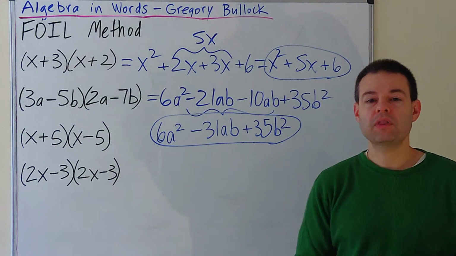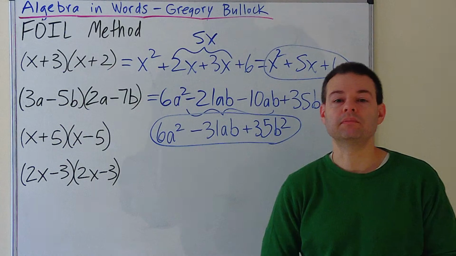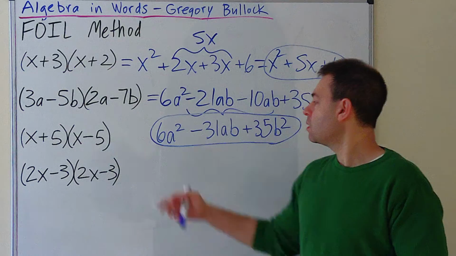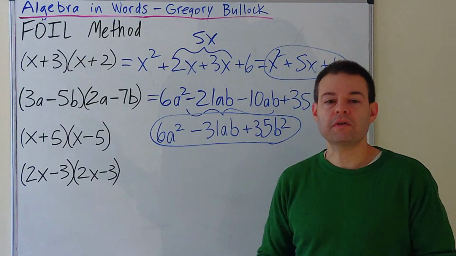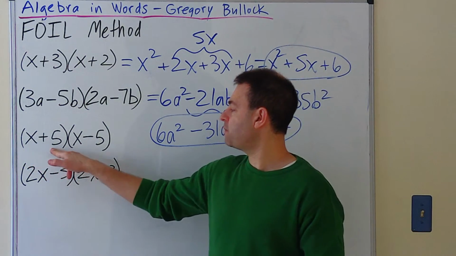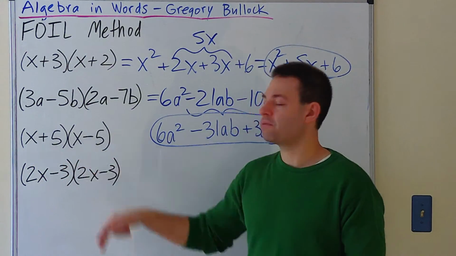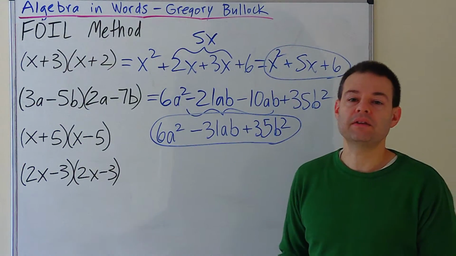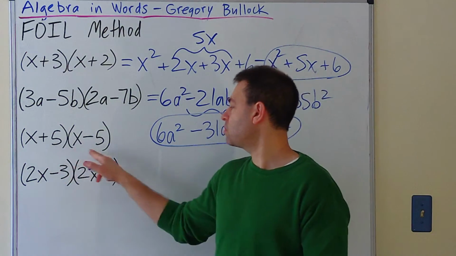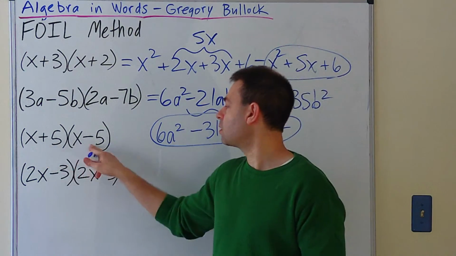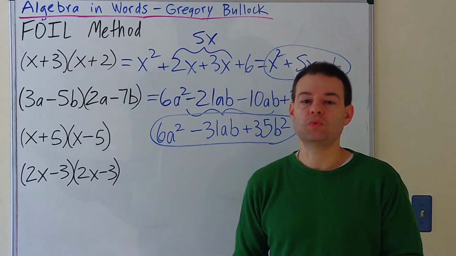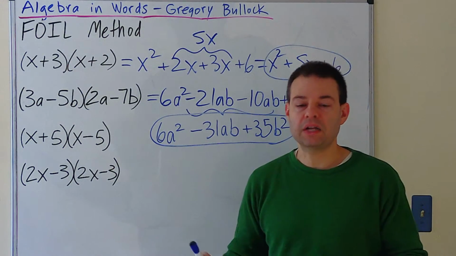Now if you notice, I have two other problems on the board, and I want to explain them. We're not going to solve them in this video, it's just setting you up for the next video. Look at the next one for a second and see if you notice anything about it. We have x plus 5 times the quantity x minus 5. What you should notice is that the first terms are the same, the last terms are the same, but the signs are opposite. This is one type of special case of products, which we refer to as conjugate binomials.